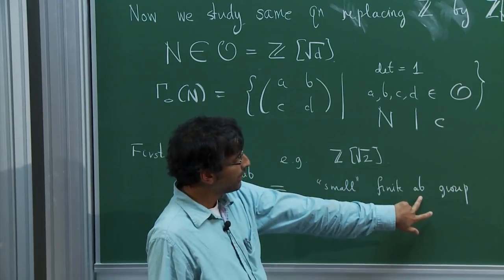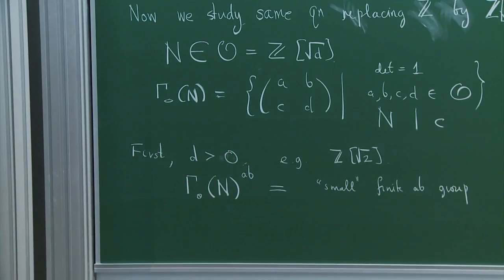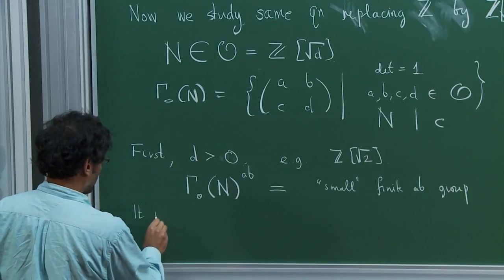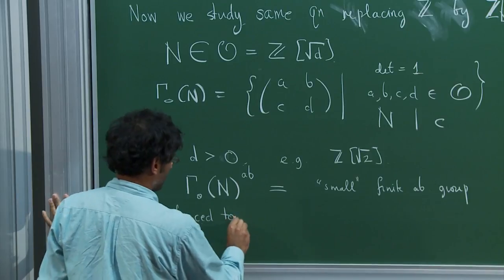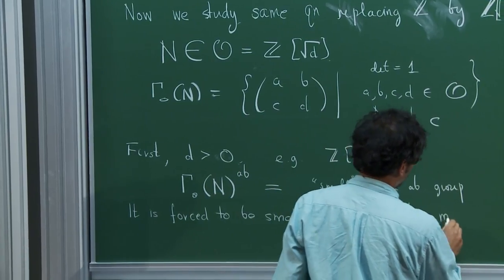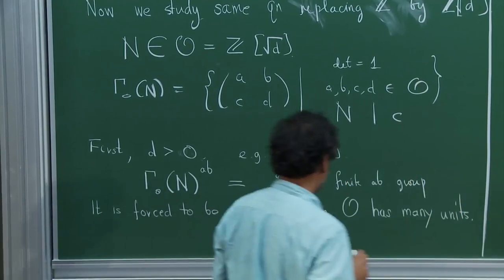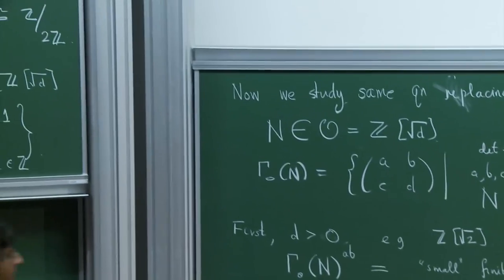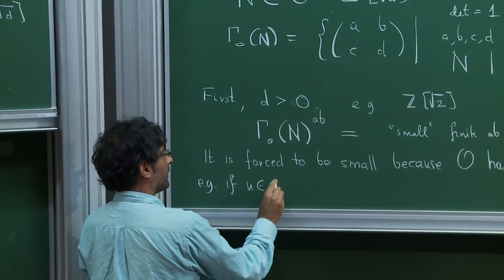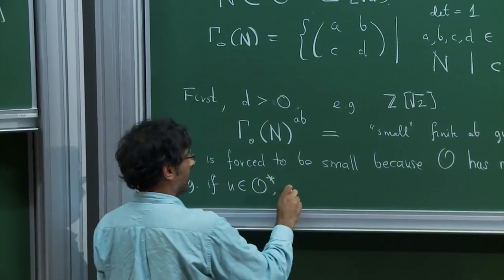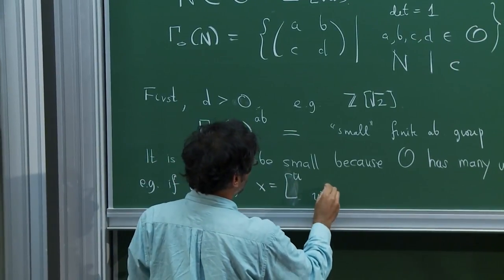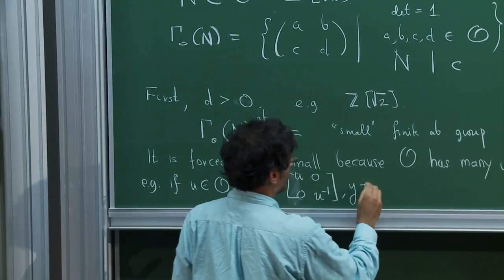So let me just explain why this case behaves so differently to Z. The main reason that this behaves so differently is that there are units. So it is forced to be small because O has many units. So when you form this commutator group, you quotient by elements x, y, x inverse, y inverse. So if u is a unit, maybe 1 plus square root 2, and you take x to be the element (u inverse, 0; 0, u) and y to be the element (1, 1; 0, 1).